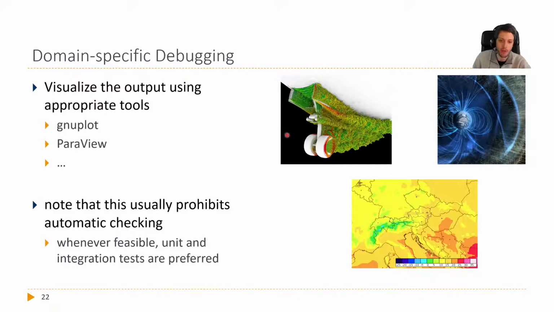It really still resorts to domain scientists that look at the output and simply tell me, for example, as the computer scientist, Philip, I tell you this is wrong. I can't tell you why it's happening, but this curve should not look like that. Physics doesn't behave like that, for example. So whenever it's feasible, prefer unit and integration tests because those can be checked automatically.